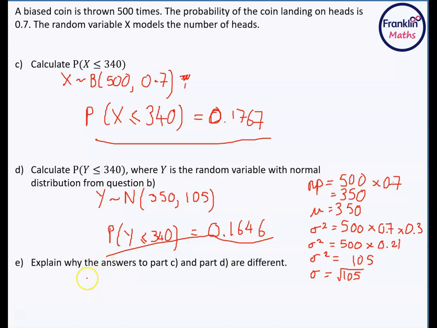So the binomial is discrete and the normal is continuous. And it's not on this course, but continuity correction, those of you that are watching this going, where's the continuity correction? That isn't part of this course, that is in the further maths course.